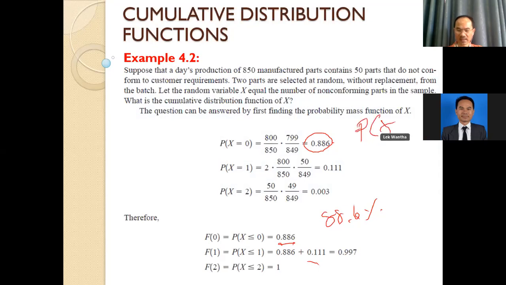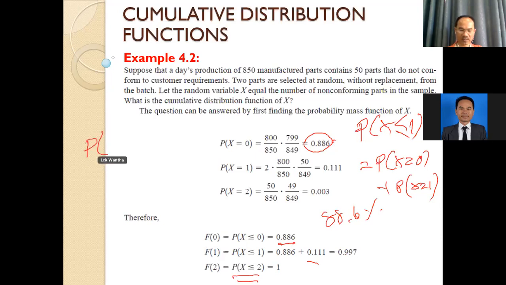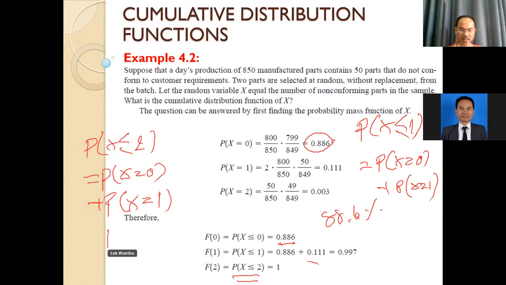Probability of x less than 1 equals probability x equals 0 plus probability x equals 1. That's right, we have 2 events. And the last one, probability of x less than or equal to 2 equals probability x equals 0 plus probability x equals 1 plus probability x equals 2.